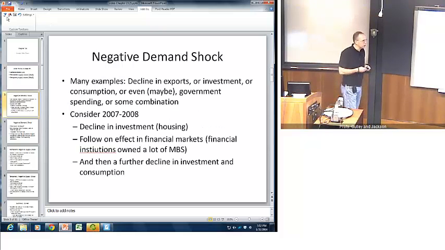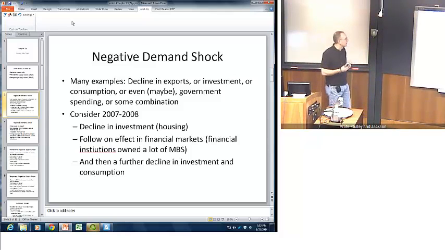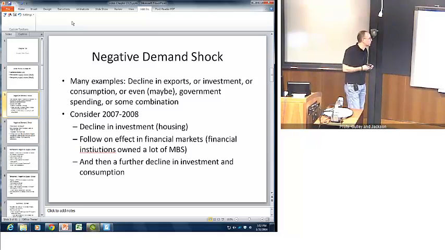So the first situation we want to look at is a negative demand shock, or in other words, a decline in aggregate demand. There are a number of possible reasons for this. We could have a decline in exports. We could have a decline in consumer confidence, which reduces consumption, or any number of alternatives. Consider, for example, in 2007 and 2008, we saw a number of problems in the housing market that spilled over into financial markets, and that in turn spilled back again in a feedback effect in terms of consumption and investment. So we saw a number of negative effects here.